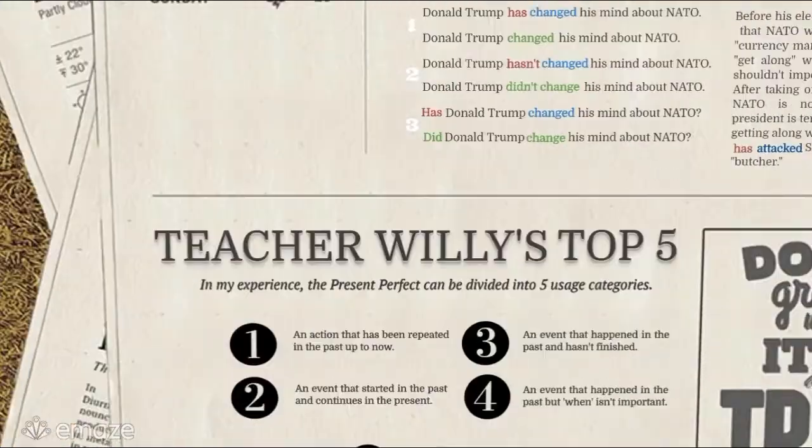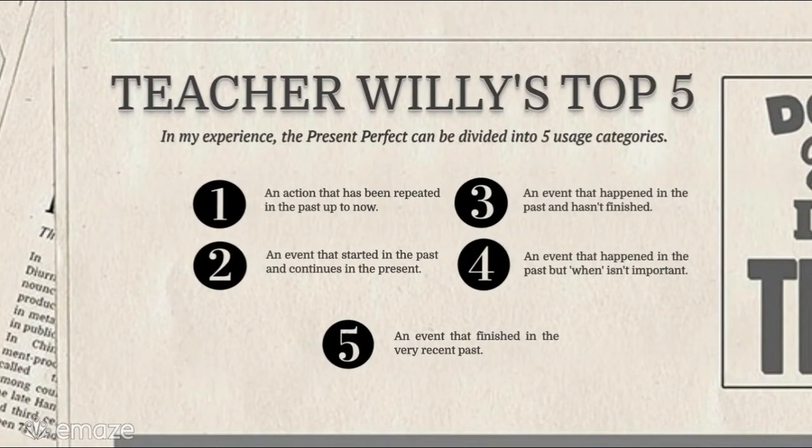Teacher Willie's top 5. In my experience, the present perfect can be divided into 5 usage categories. 1, an action that has been repeated in the past up to now. 2, an event that started in the past and continues in the present. 3, an event that happened in the past and hasn't finished.